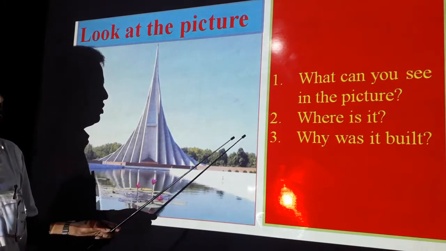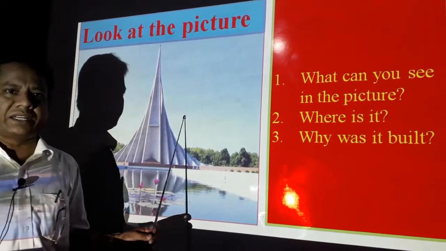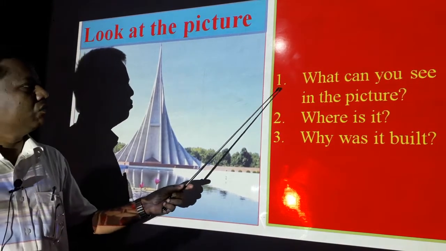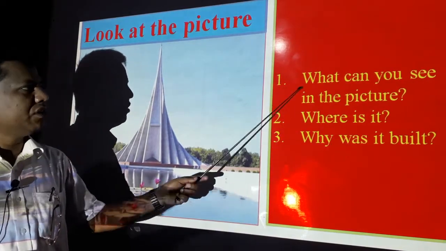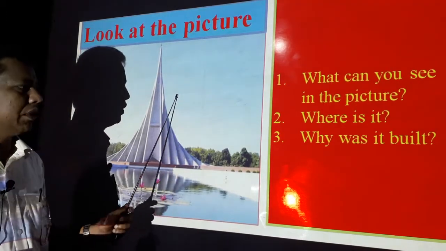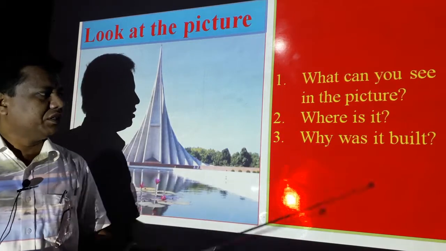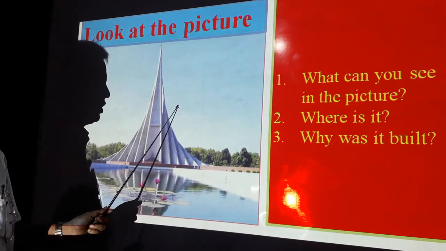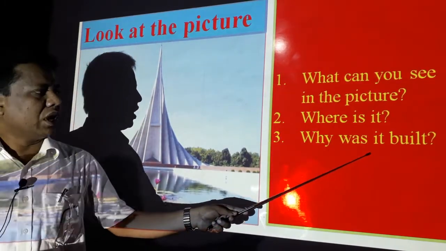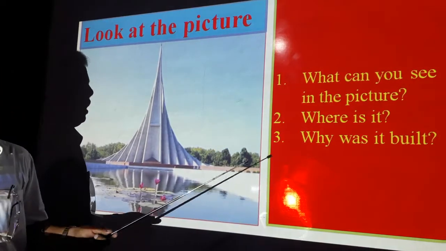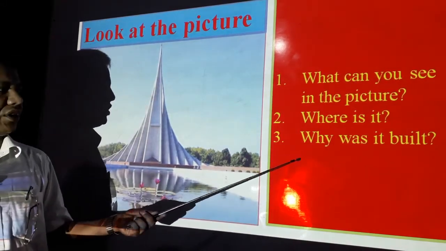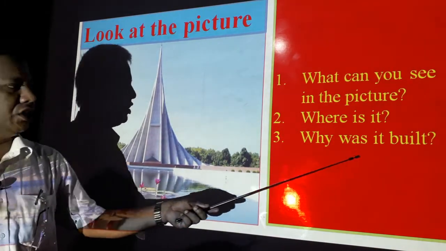I think that my dear students, when you see the picture, you have already guessed about the picture. Now I want to answer the three questions. First, what can you see in the picture? This is the picture of the National Memorial. Where is it? The National Memorial is situated in Savar, at Nobinagar. Why was it built? We all know that our golden sons, the freedom fighters, sacrificed their lives to save our country. We honor them. For this reason it was built.